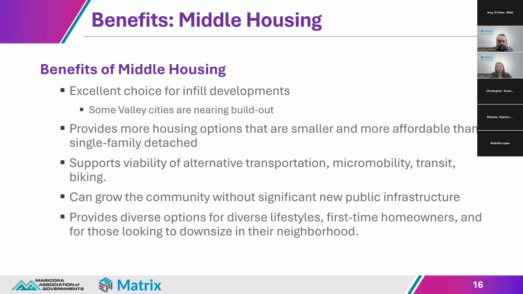So these smaller units that are often part of missing middle housing are likely to be more affordable, but they do have the same potential to become expensive if the supply is limited and they're in a high demand area. So the more units you can provide, the better. Again, missing middle really helps with that sustainability aspect when you're looking at viability of alternative transportation, micromobility solutions, transit, and biking. It can make our infrastructure support more people without having to add more infrastructure.